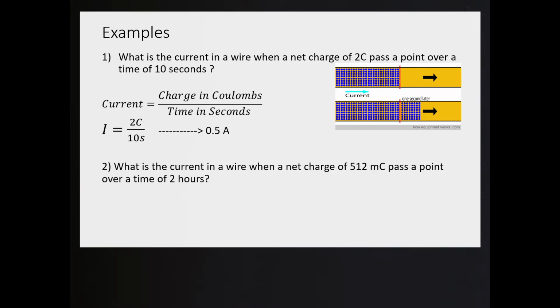What is the current in a wire when a net charge of 512 microcoulombs passes a point over a time of 2 hours? So here, guys, we're going to do the unit conversion, converting the microcoulombs into coulombs and hours into seconds, because that's what the ampere is based on. We convert it into the standard units of amperes. So don't forget your unit conversions.